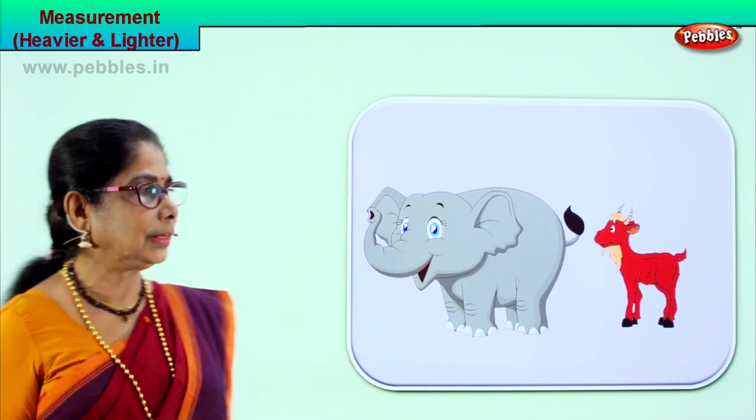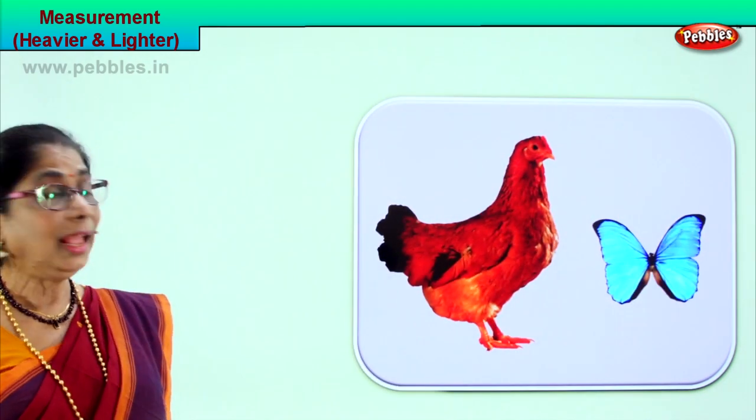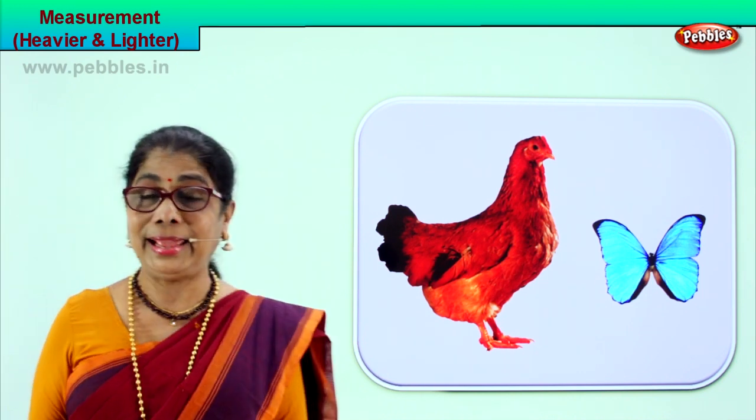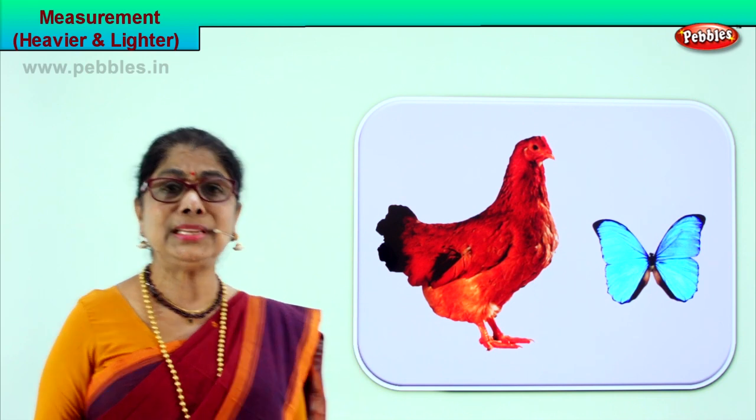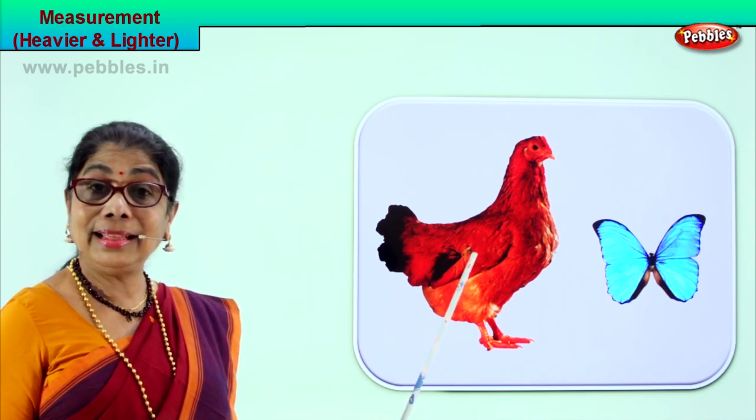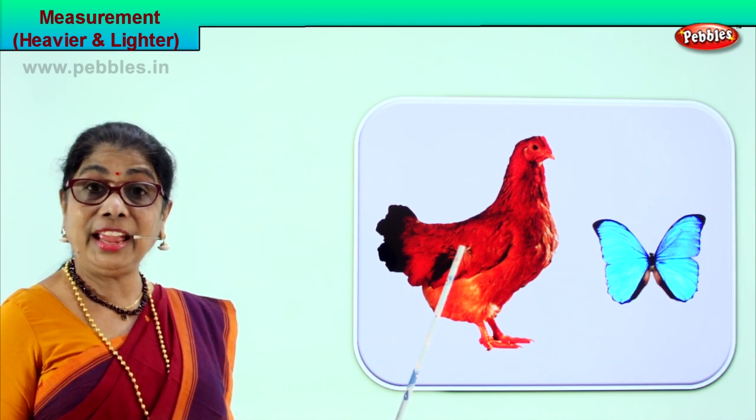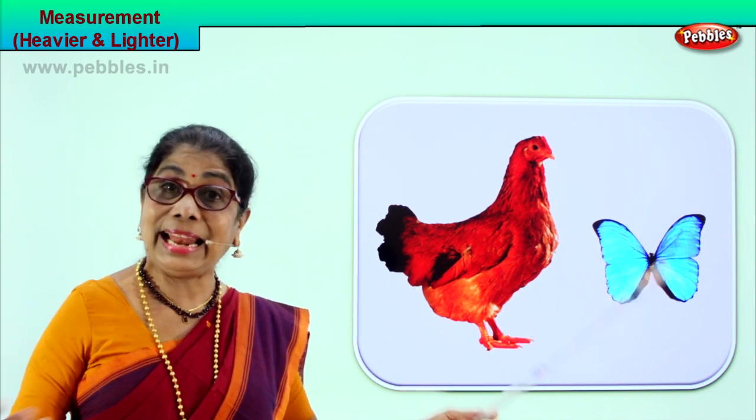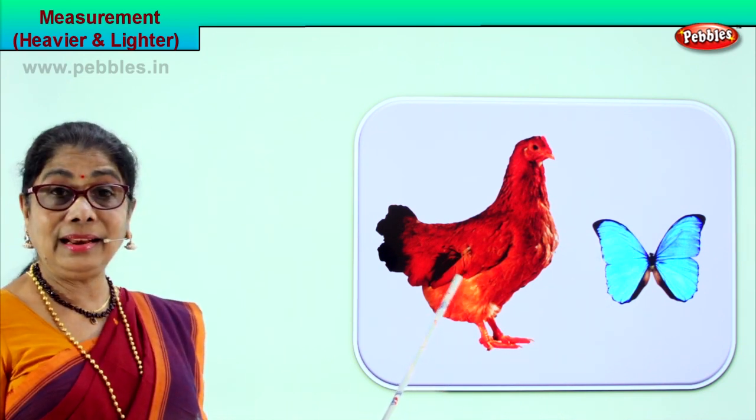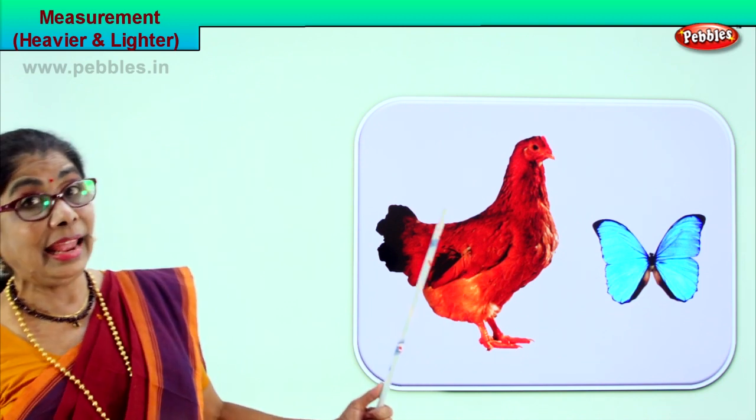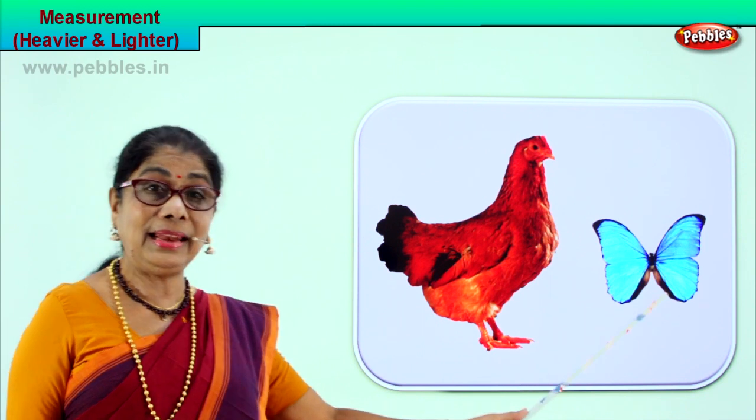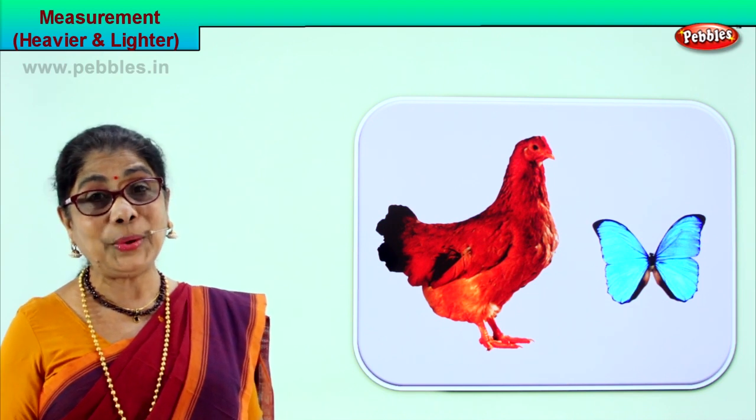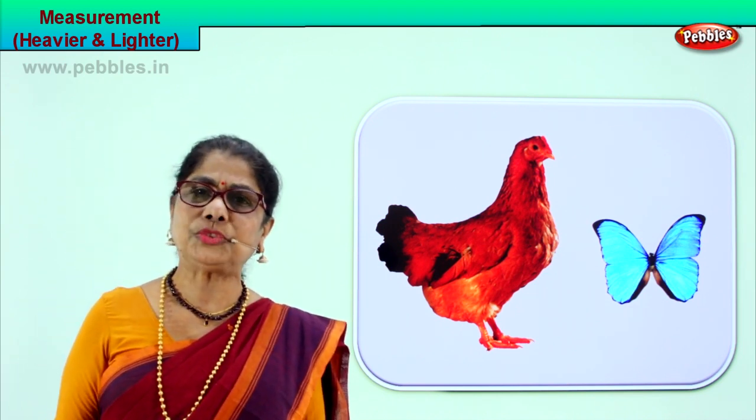Let's go to another picture. See what we have here. We have a butterfly and we have a little red hen. Put them on a weighing machine. You will find the little red hen is very heavy and the butterfly is hardly any weight. So the butterfly is lighter than the little red hen. The little red hen is heavier than the butterfly. Lighter, heavier, heavier, lighter. Did you understand now? Yes.